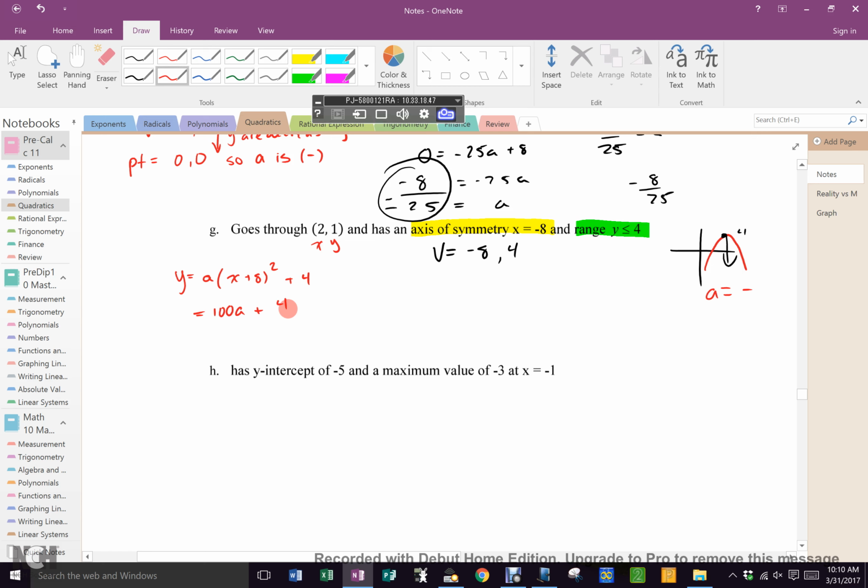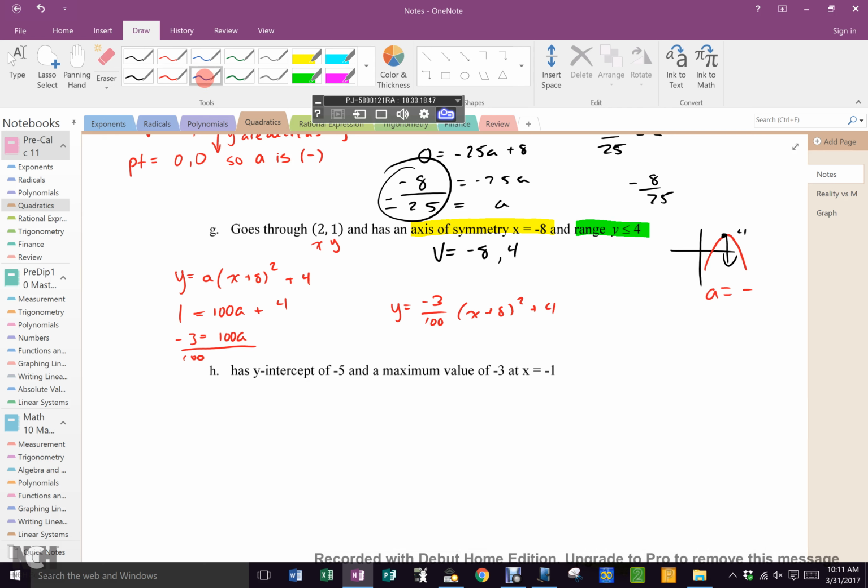Right? Okay. y is 1. So what do I write there? 1. What do I do with that 4? I move the 4 over. So now I have negative 3 equals 100a, yes? Now what? I divide by 100, and there's my a of negative 3 over 100. So y equals negative 3 100ths times (x plus 8) squared plus 4. Good? All right.